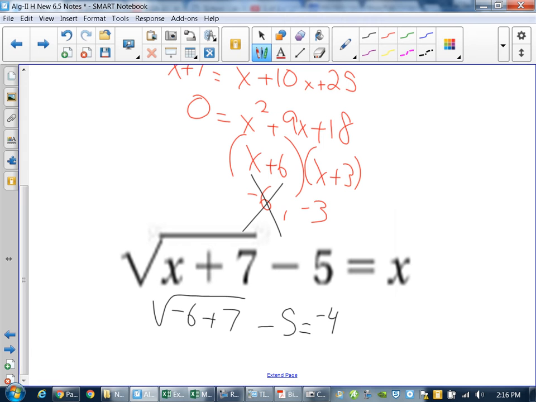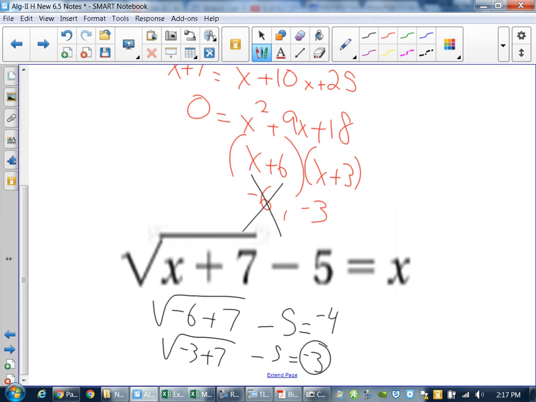Then I go and check -3. What's -3 plus 7? Square root of 4 is 2. 2 minus 5 is -3. Did -3 work? Yes. That's what happens a lot of times when you have factoring ones. You might get one answer to work, two answers to work, no answers work. It is possible, okay? What are you looking for?